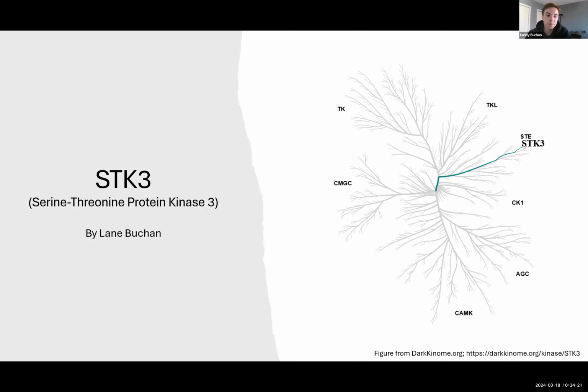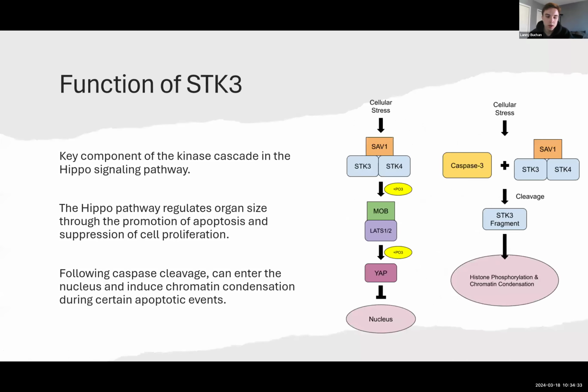All right. So my protein is STK3. It's also known as serine threonine protein kinase 3, and it's a member of the STE kinase family. And it plays a critical role in the kinase cascade of the Hippo signaling pathway, which regulates organ size through the control of apoptosis and cell proliferation.